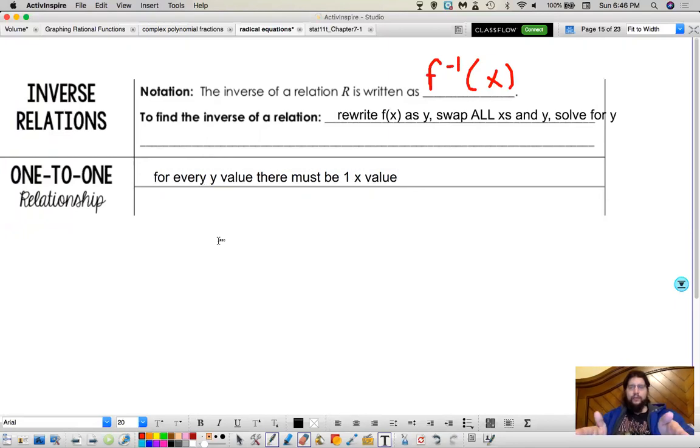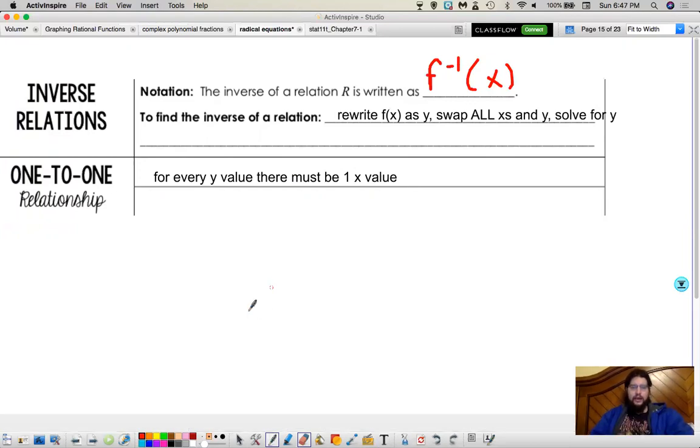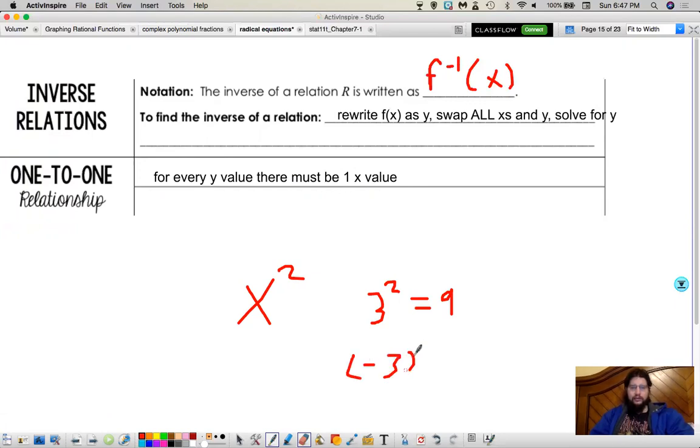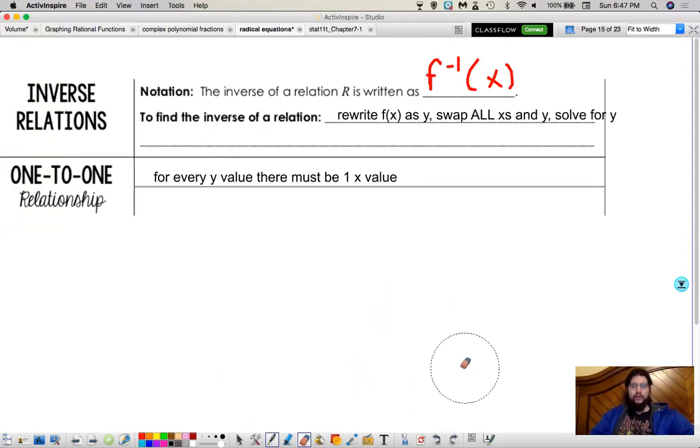So that means we can't have a parabola, because that's not 1-to-1. If we just have the basic equation x squared, well, 3 squared is 9, and -3 squared is 9. That's one y value with two different x values. That's not 1-to-1. So if we're looking at a parabola, we've got to look at half of it, otherwise it is not 1-to-1. And we will be specifying intervals of domain and range that we're looking at.